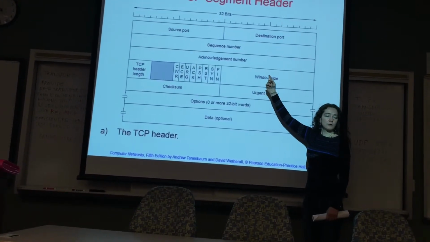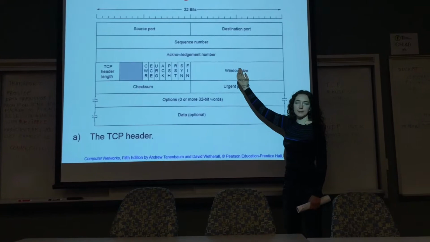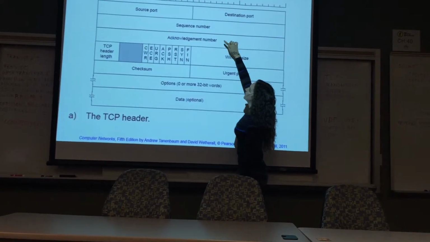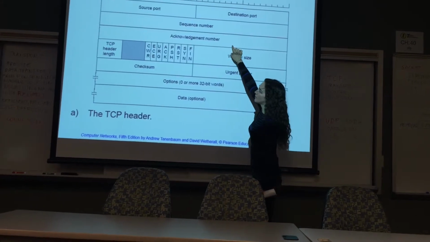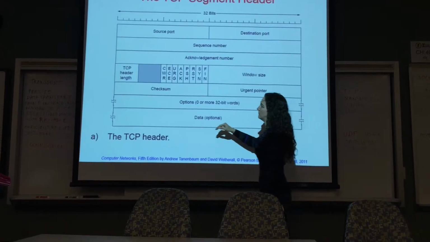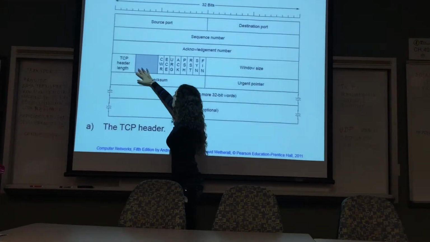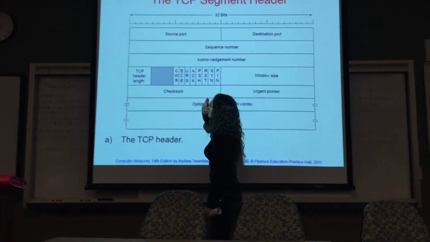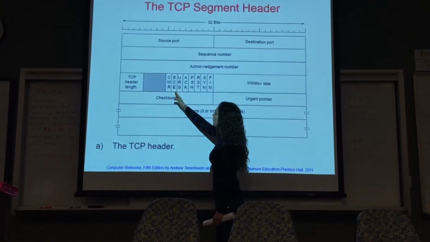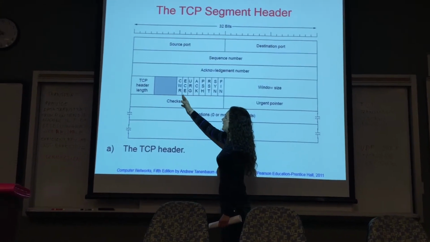The acknowledgement contains the next sequence number expected. So if this is X, then this will be X plus 1. And then there's a bunch of other information here. The length of the header, grayed out is unused bits. We have some bits here that are used for congestion detection and control.